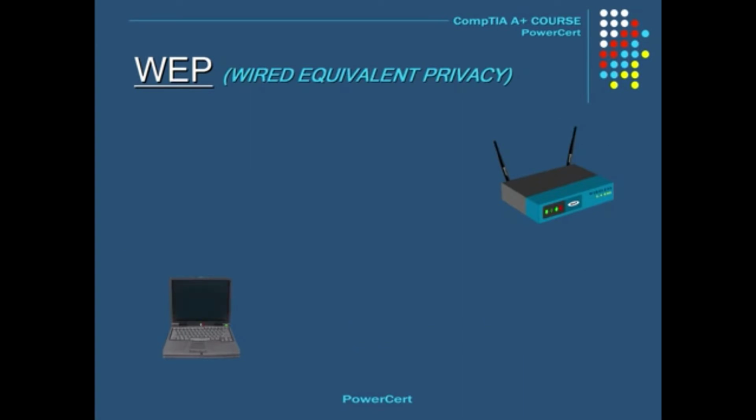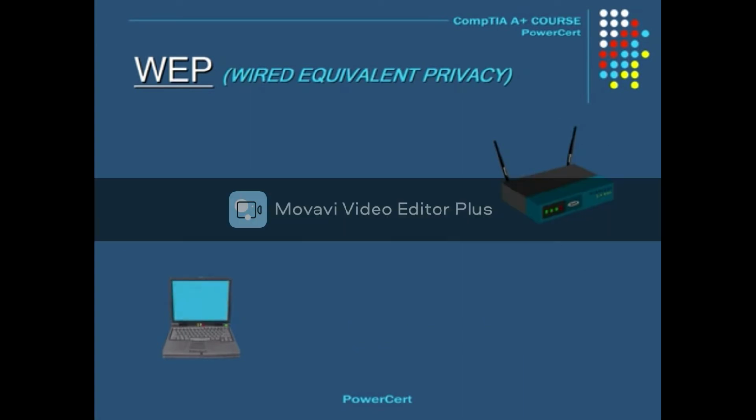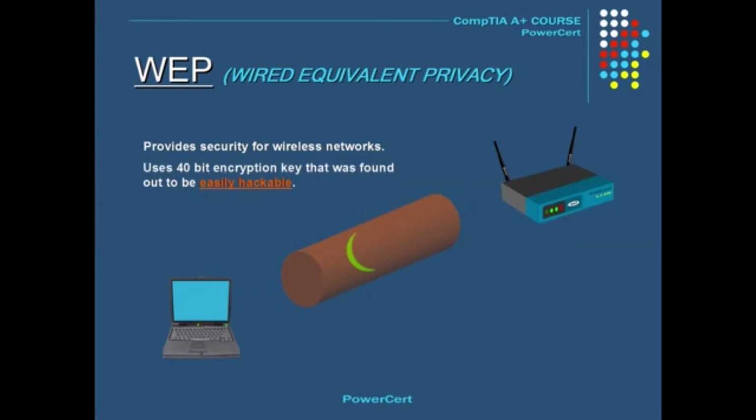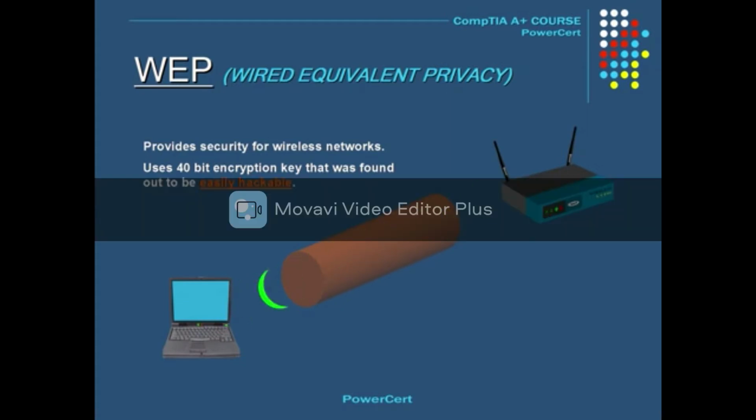Wired Equivalent Privacy is one of the security protocols that are used for wireless networks. As the name implies, it was meant to supply the same security to wireless networks as it did with wired networks. But unfortunately, this turned out not to be the case. After a short period, it was found out that the 40-bit encryption key that WEP uses was not secure, and it was easily hackable. So a better protocol was needed for wireless networks.